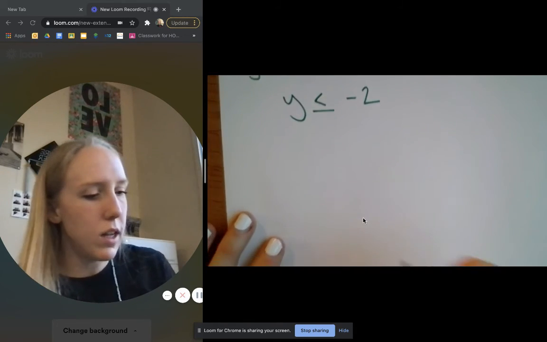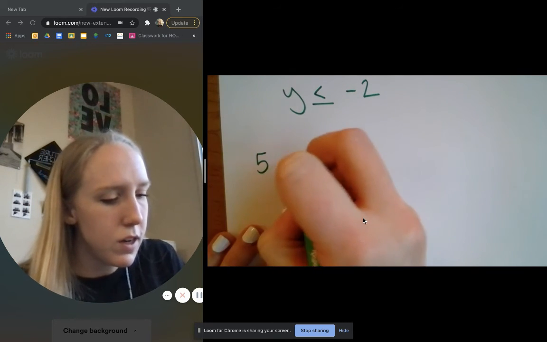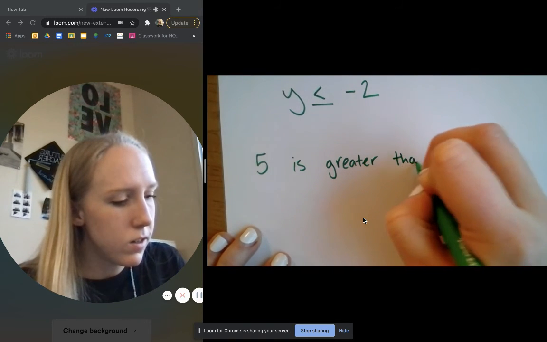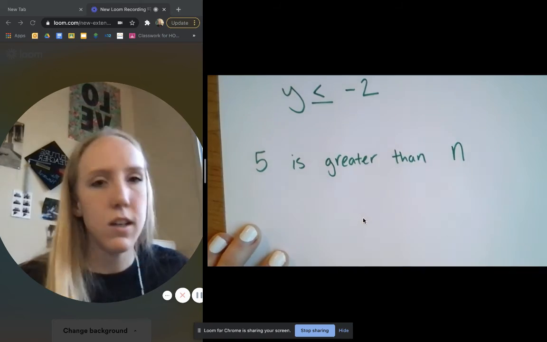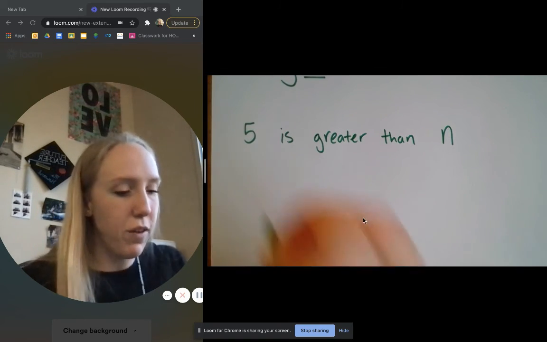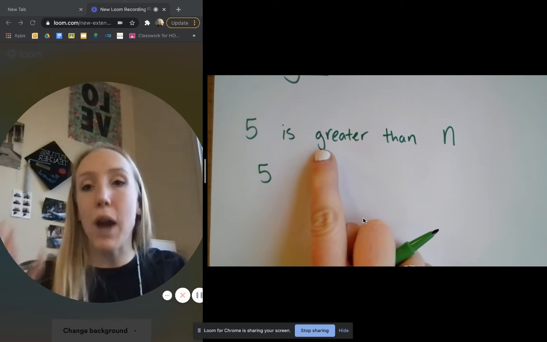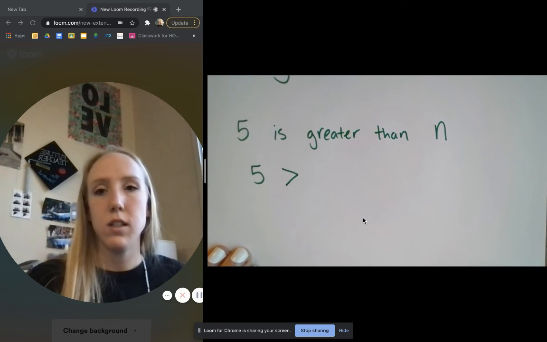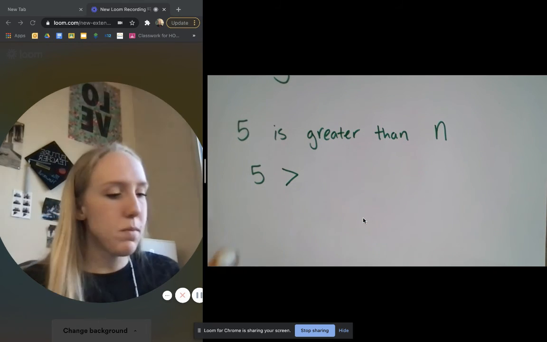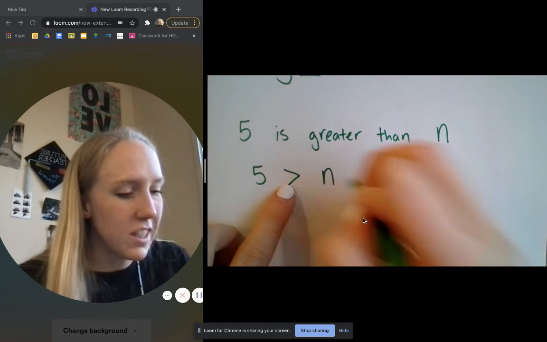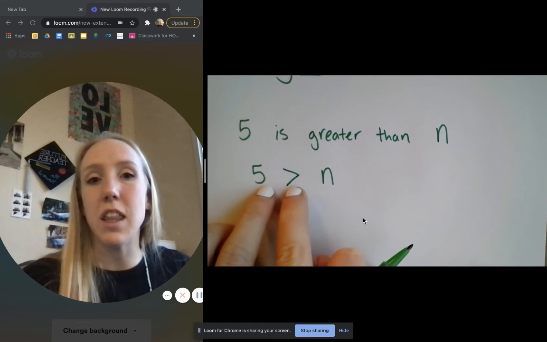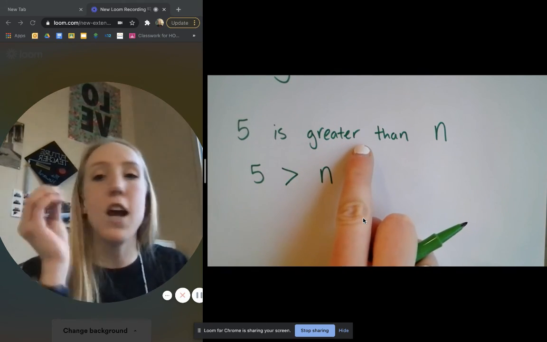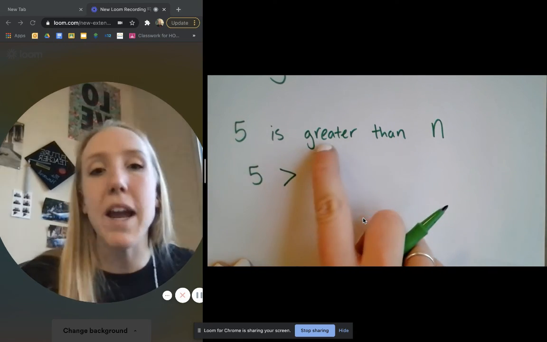All right, one more. Let's do 5 is greater than n. So we write 5, and it's saying 5 is greater. So I write the bigger part of the sign towards the 5. 5 is greater than n. Now here's the deal. Sometimes it has the line underneath. This time it does not, because it does not say equal to, it's not equal to n. So n cannot equal 5. 5 has to be greater than n.